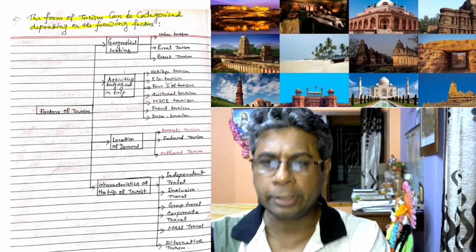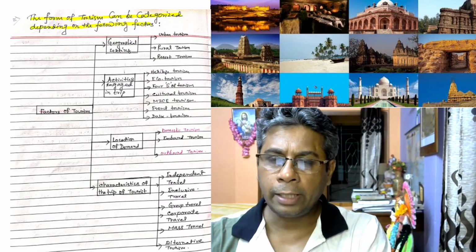Under the geographical setting, we have urban tourism, rural tourism, and resort tourism. Second factor, activity engaged in the trip. Under this section we get heritage tourism, ecotourism, forest tourism. Forest here means the American forest formula: sun, sand, sea, sex. Then cultural tourism, MICE tourism, event tourism, and dark tourism. Next factor, location of demand: inbound tourism, outbound tourism, and domestic tourism.